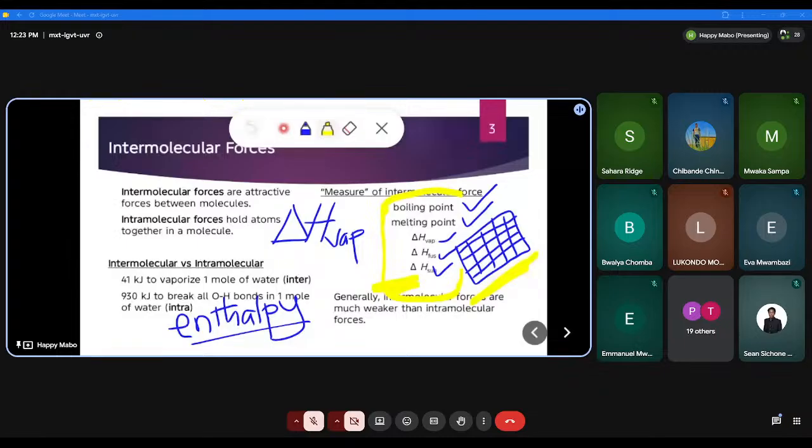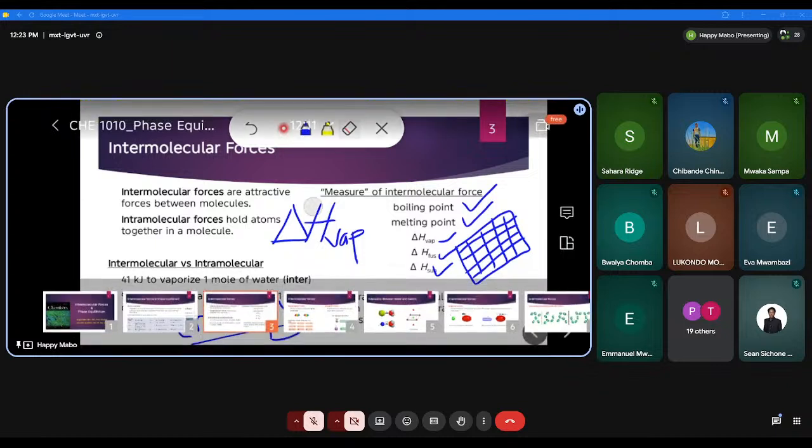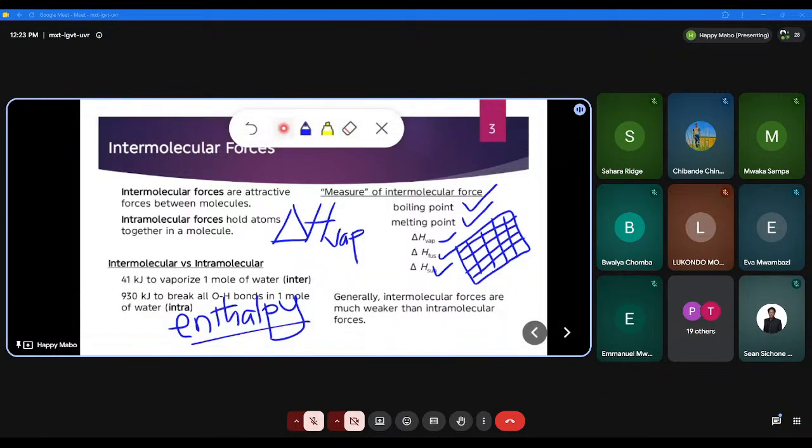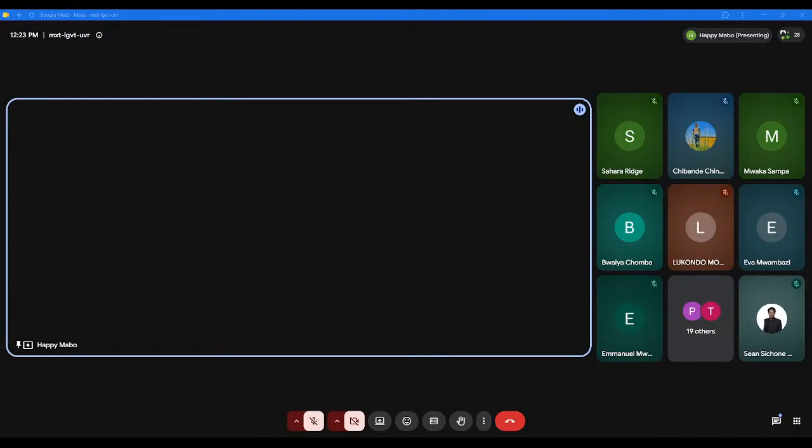Okay, so with that in mind, we notice that the generalization that we're going to come up with would be that when you compare the intermolecular forces and the intramolecular forces, the intermolecular forces are much weaker compared to the intramolecular forces. I hope everything that we have talked about is clear enough for us to be able to explain to someone who may be looking for this particular information, or for you to be able to answer questions in a quiz, the exam.